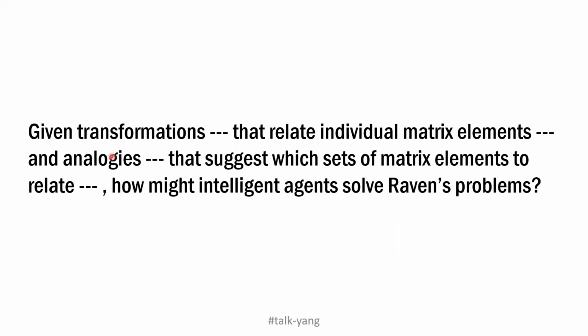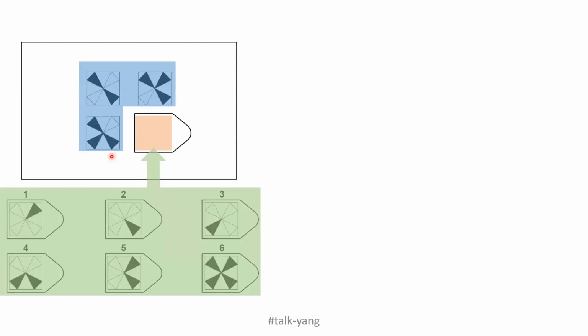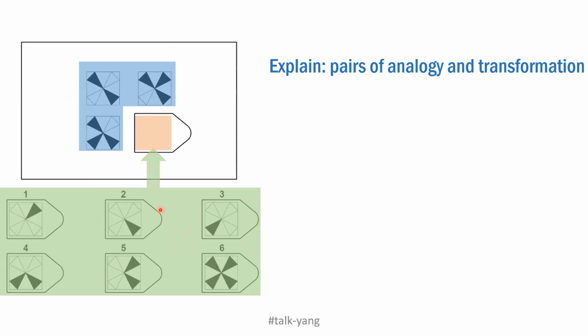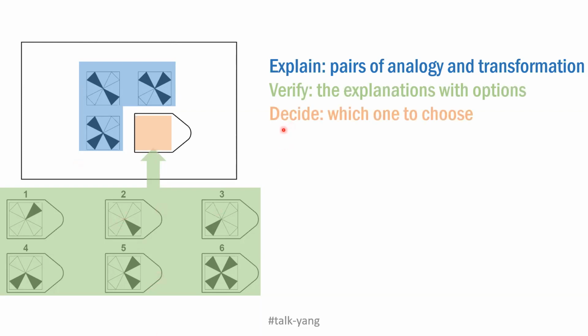Now, given the analogy that relates the individual matrix entries and the transformation, and the analogy that suggests which set of matrix entries to relate, how might intelligent agents solve the Raven problem? Let's take the 2x2 problems as an example. We first try to explain the matrix with pairs of analogy and transformation. And then we try to verify our explanations with the options. At last, we make our decision on which one to choose.